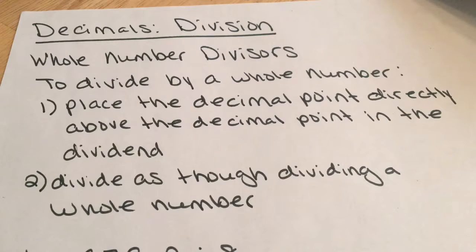So there's two kinds of division that we're going to be looking at first. When we divide decimals with whole number divisors and when we have decimals without whole number divisors. So in our first case, whole number divisors. When we have those whole number divisors, it tells us to divide a number by a whole number, place the decimal point directly above the decimal point in the dividend, and divide as though dividing by a whole number.